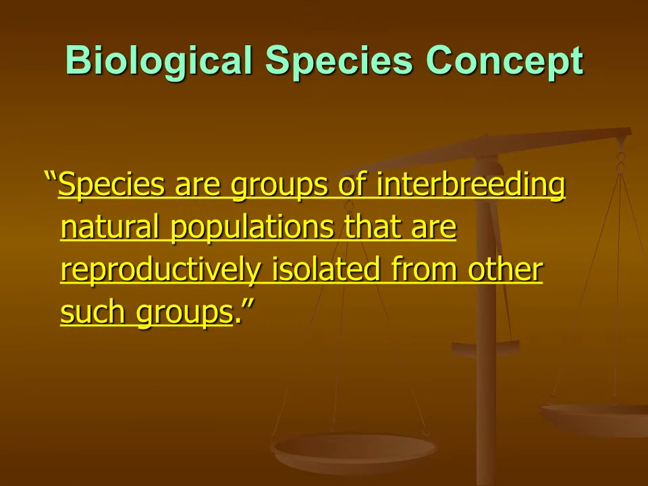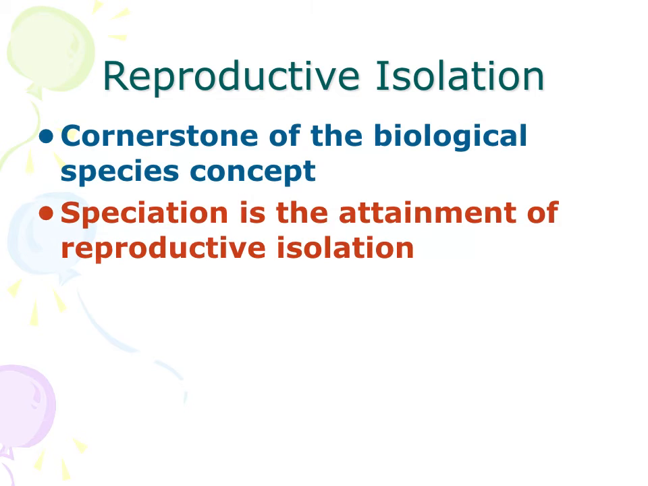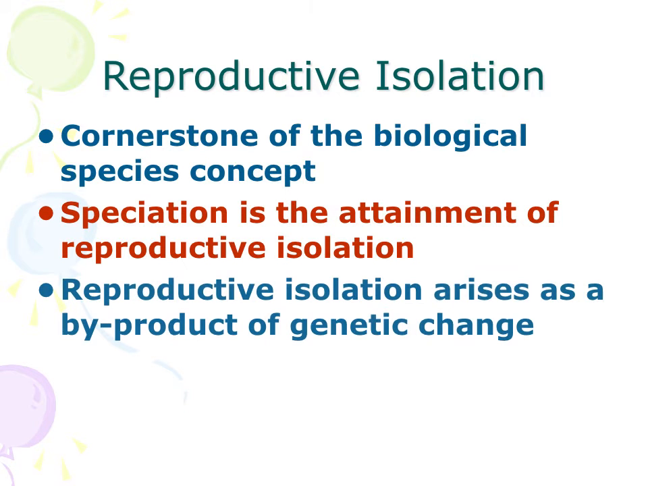So the biological species concept: species are groups of interbreeding natural populations reproductively isolated from other such groups. So a species can breed with one another and produce fertile offspring, but they are isolated from other such groups. Okay, and that's important because even when we look at a horse and a donkey coming together to form a mule, that is going to be a reproductively isolated species because mules can't reproduce with one another. So reproductive isolation is the cornerstone of the biological species concept. Speciation is the attainment of reproductive isolation.